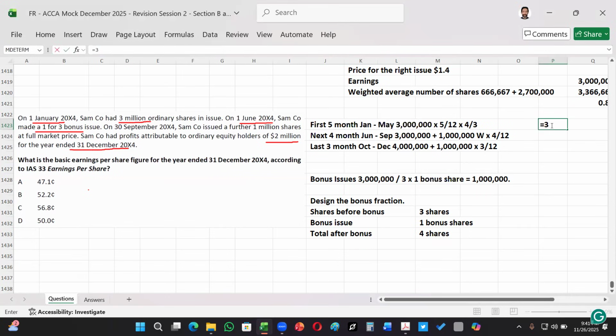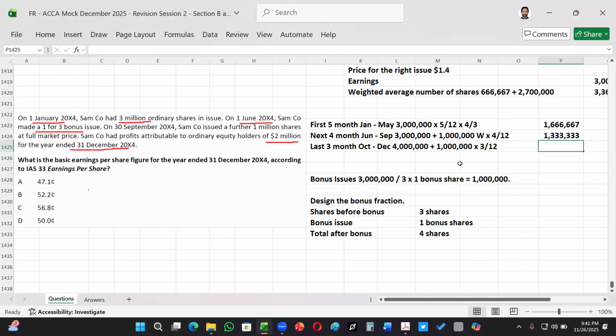So we take this 3 million, multiply by 5, divide by 12. That gives us 1.25 million. So we take the 1.25 million into 4 divided by 3. So this is the number of shares that would be there for the 5 months. And now we come to the next 4 months, that is 3 million plus 1 million, that is 4 million, into 4 by 12. This situation lasted for 4 months. So these are the number of shares.